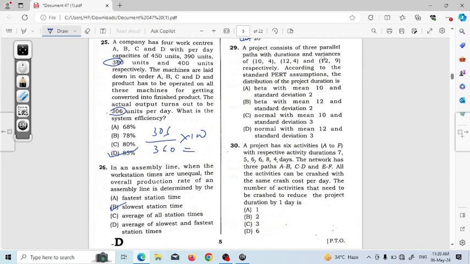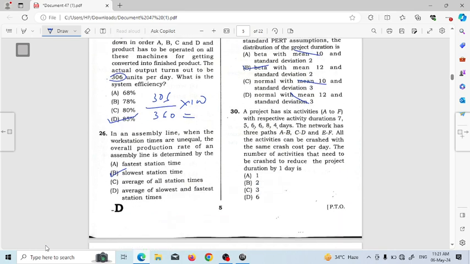Next, a project consists of 3 parallel paths with duration and variance 10, 4, 12, 4, 12, 9. Then according to the distribution, the project duration will be? Given 12 and 12 are the same, so the mean will be 12. This option cancels. This is the beta distribution, so the normal distribution option cancels. Project duration is the beta duration, and the standard deviation is root over 4, which is equal to 2. So option B is the correct answer.